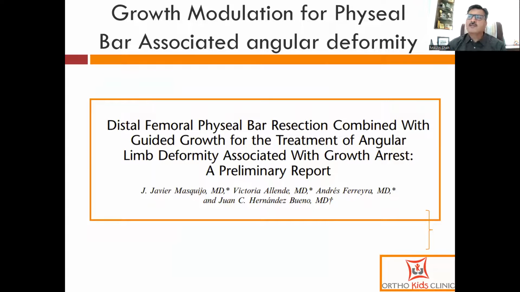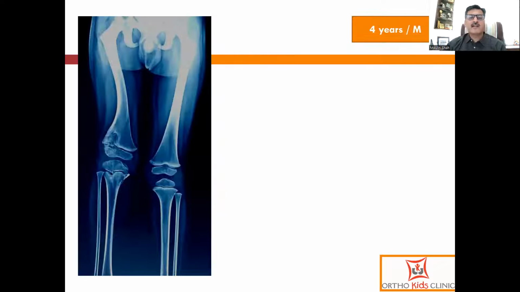Finally, we tend to use a tension band plate for deformities secondary to distal femoral bar formation. So we have used it with bar resection, whether it's traumatic or infective. Let me show you an example. And this paper shows that it is an effective way.